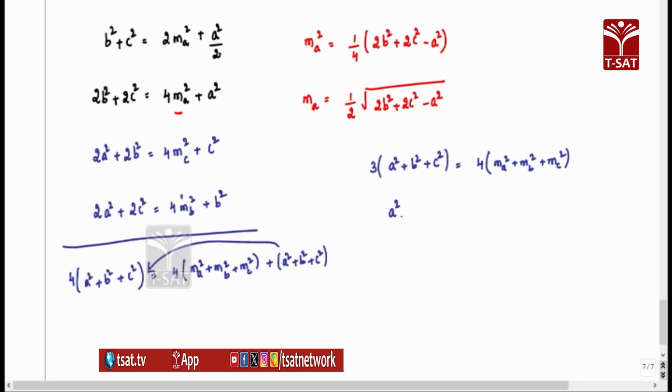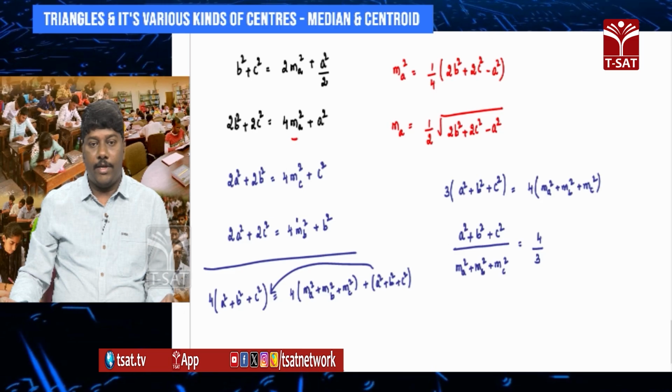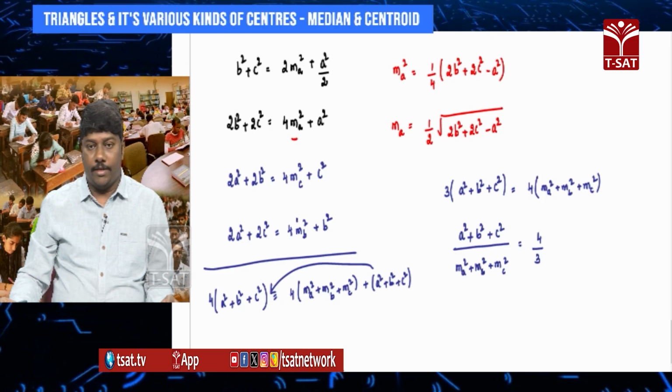So I would say the sum of squares of sides, a square plus b square plus c square, divided by the sum of squares of medians, ma square plus mb square plus mc square, is equal to 4 out of 3. So always remember, the sum of squares of sides is always greater than the sum of squares of medians.